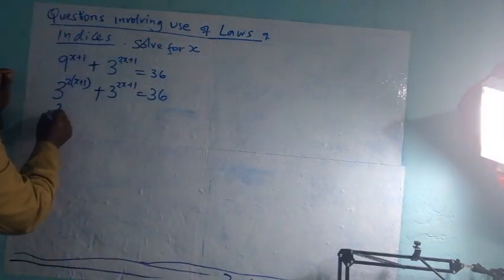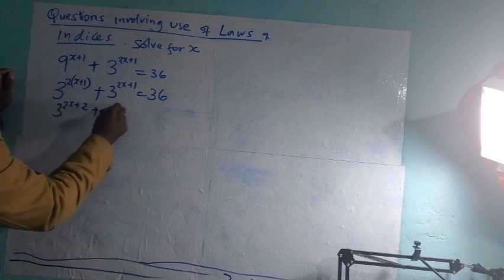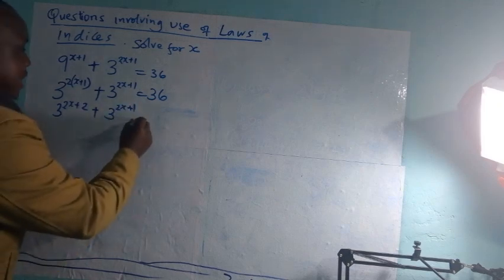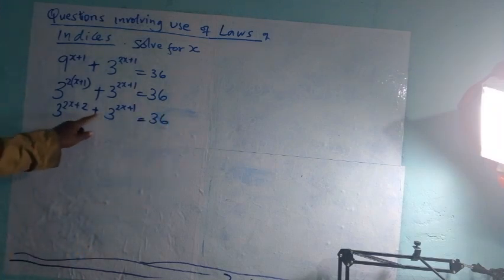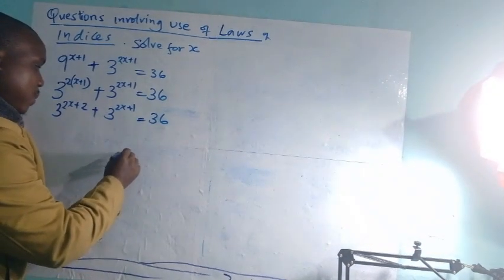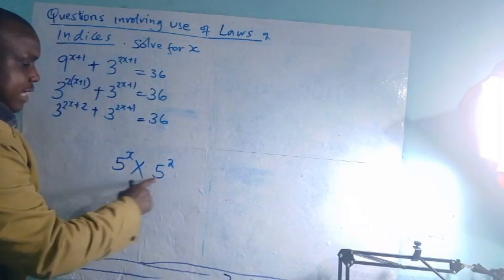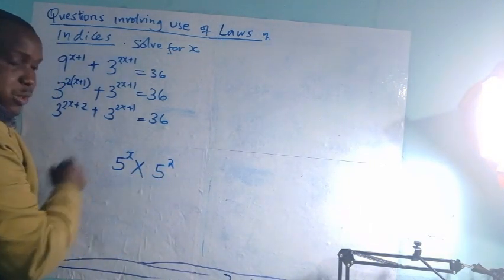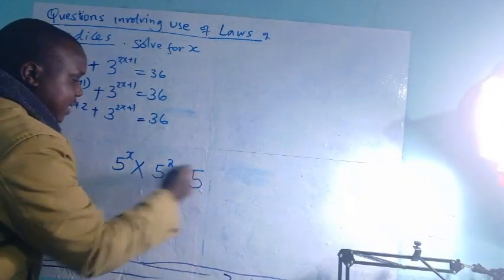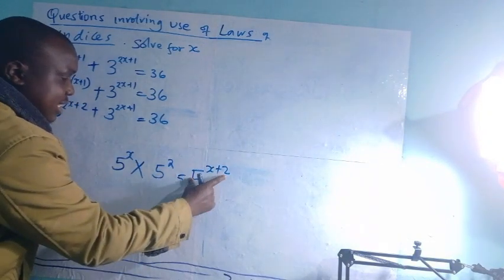This is 3 raised to power 2x plus 2. I'm opening this bracket, plus 3 to the 2x plus 1. Now here, this is what you need to understand. Let me remind you what this is. When we have 5 raised to power x times 5 raised to power 2, the bases are the same, and it is multiplication. What do the rules of indices say? If it is multiplication, you take one base, then add the powers. So this one will be x plus 2.